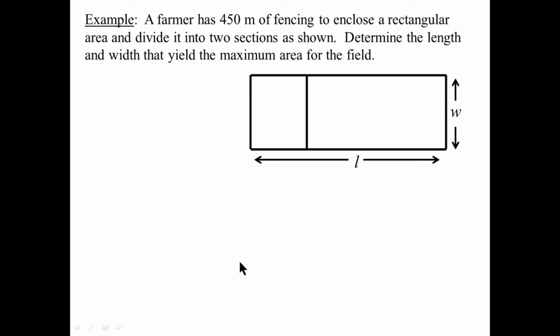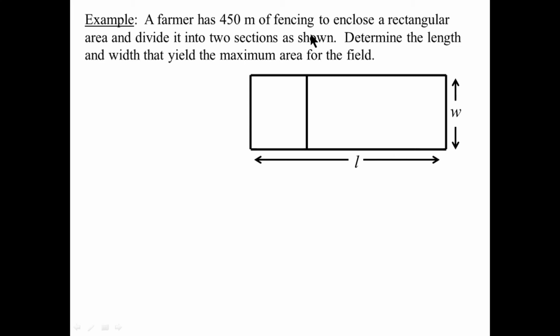A last example, a farmer has some fence in his barn. He has 450 meters of fencing in his barn to enclose a rectangular area, possibly for his cattle, and divide it into 2 sections as shown. And I've shown a length of the rectangle and a width of the rectangle, and it's divided into 2 sections. So there's fence along here too. Determine the length and width that yield the maximum area for the field.